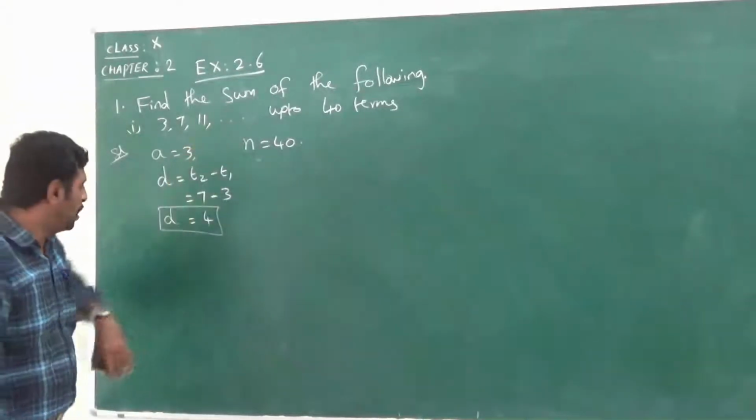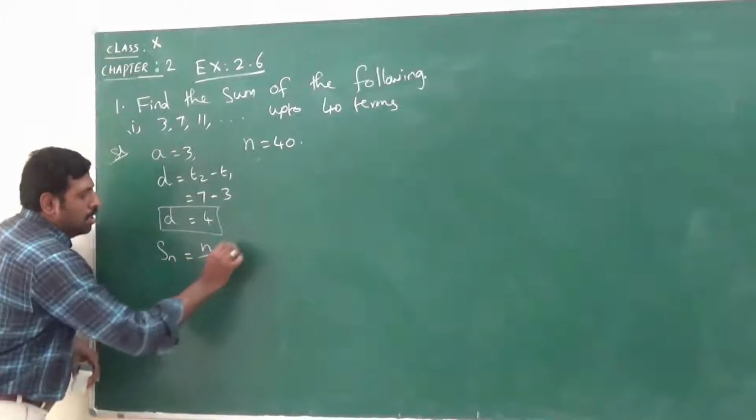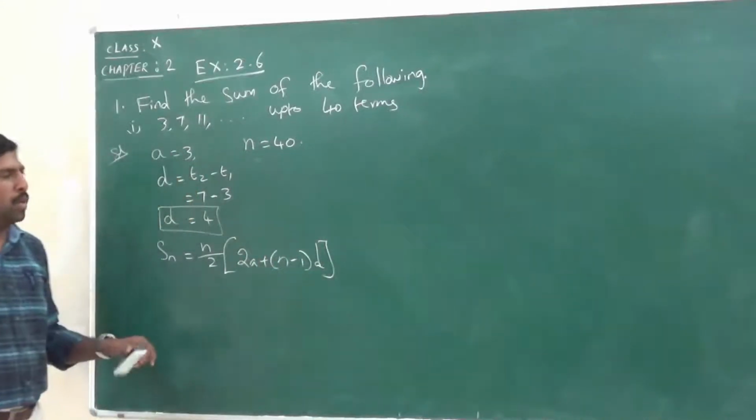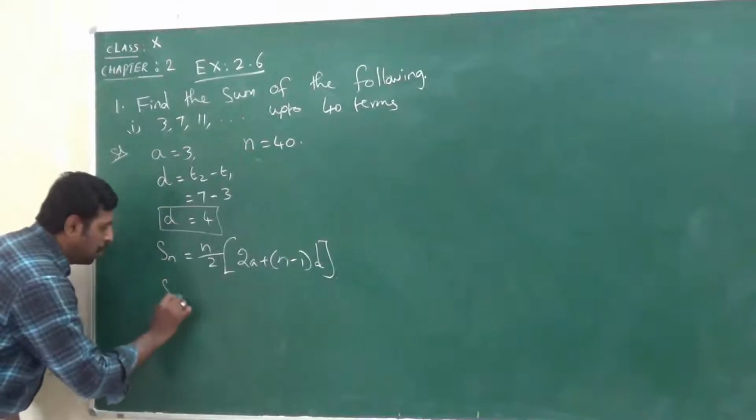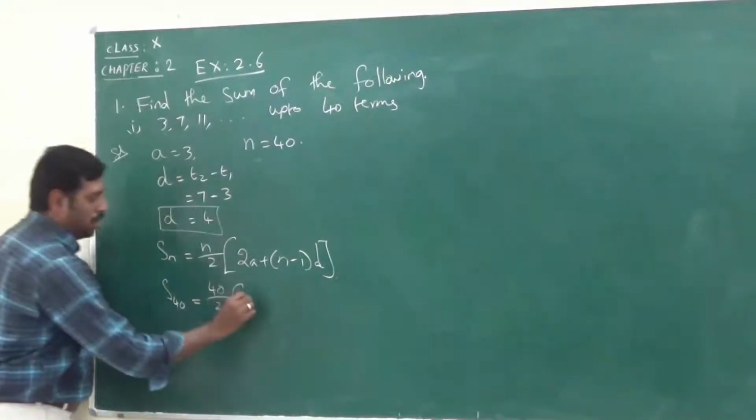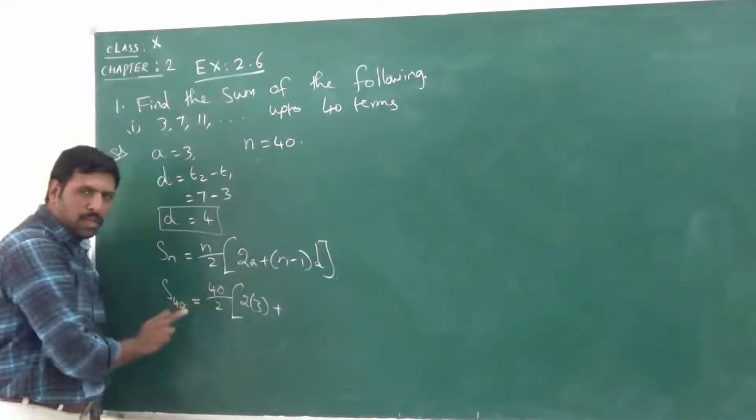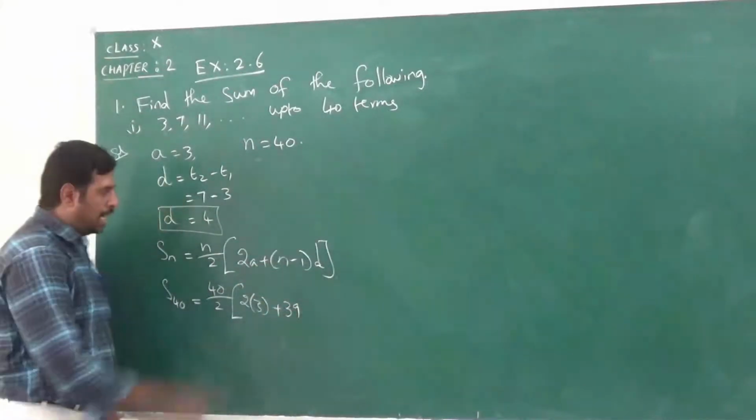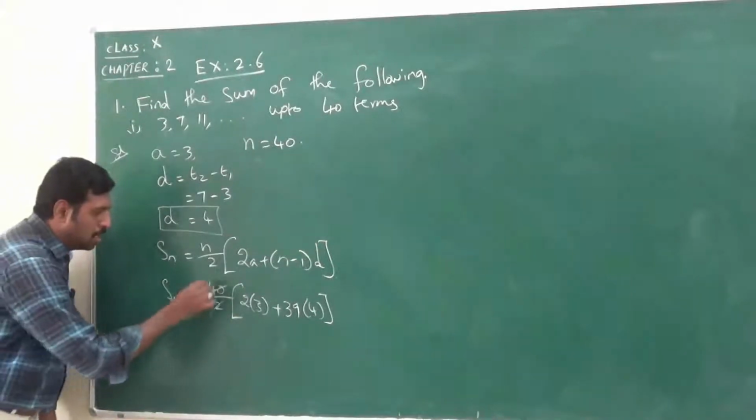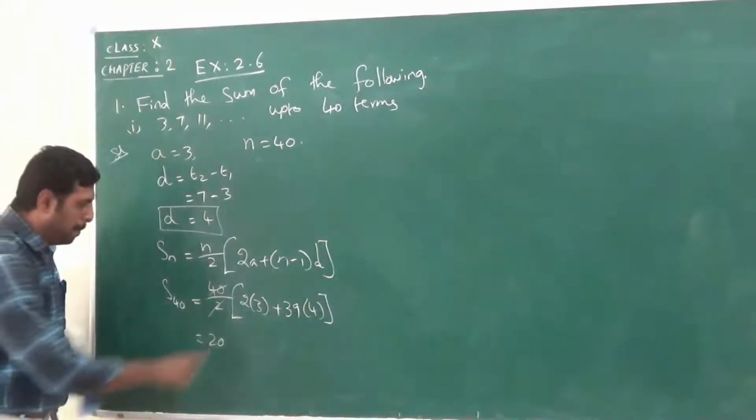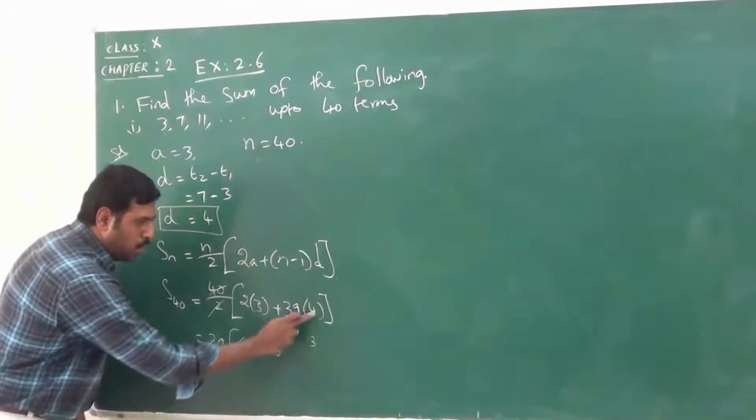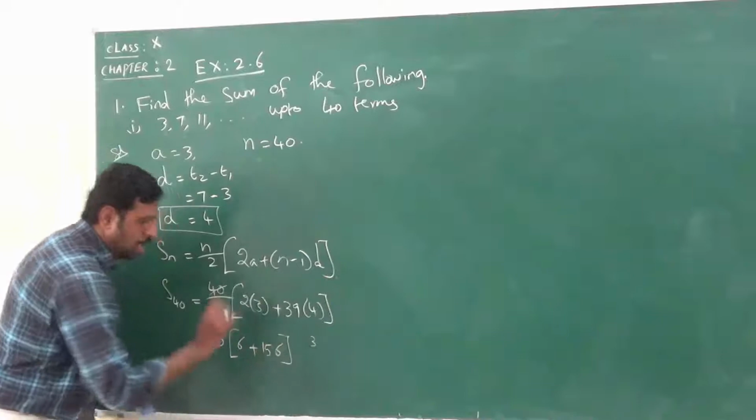For the sum of the terms we have the formula Sn is equal to n divided by 2 into 2a plus n minus 1 into d. Now we want to find the sum of 40 terms. So in the place of n, I put the value 40: 40 divided by 2 into 2 times a, which is 3, plus 40 minus 1 is 39, and then d is 4. Multiplying this term, I reduce it: 40 divided by 2 is 20, 2 threes are 6 plus 4 nines are 36, 6 remainder 3, 4 threes are 12, 12 plus 3 is 15, so 156.